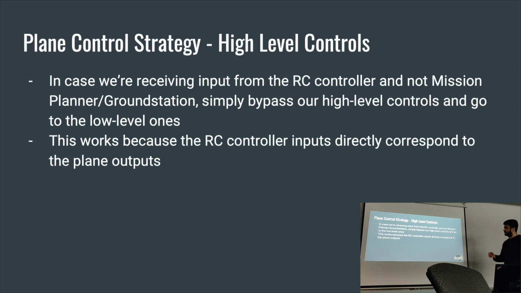And this works because the RC controller inputs directly correspond to the plane outputs, right? So the RC controller is going to give me roll, pitch, yaw, and throttle, and then my outputs are the same thing, right? So I can just directly map those if I'm controlling my plane through an RC controller, for example.